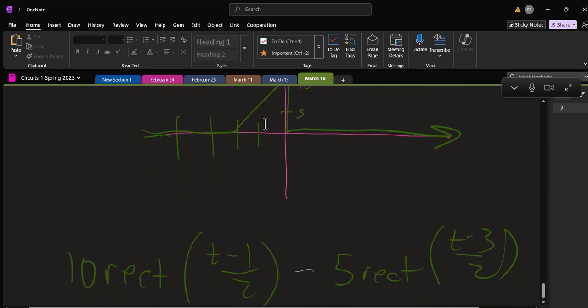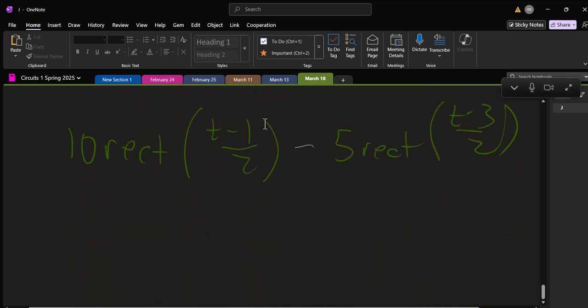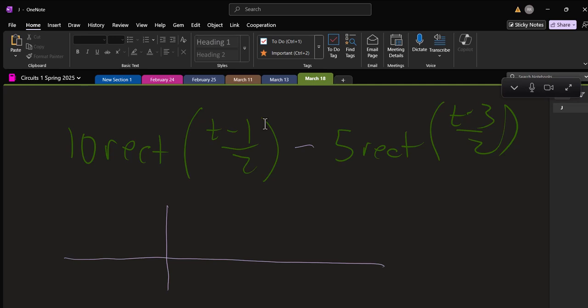Yeah, so you want to be careful about that. Okay, so this first one says I have a rectangle centered at 1 with width 2, so it goes over to 0 and over to 2, and has height 10. So I have that rectangle, and I have 0 before that.